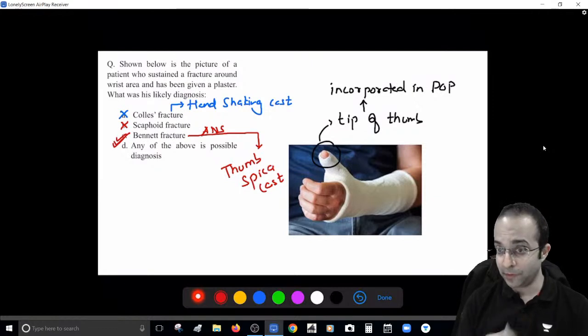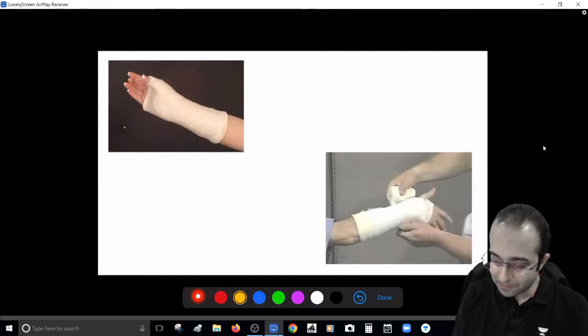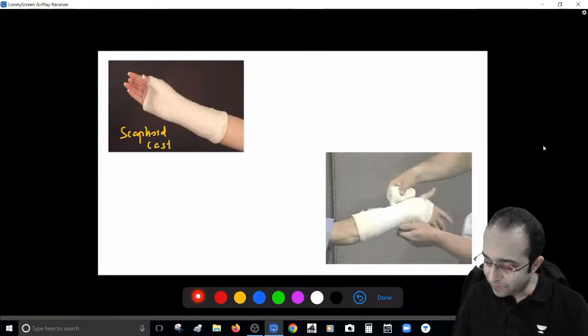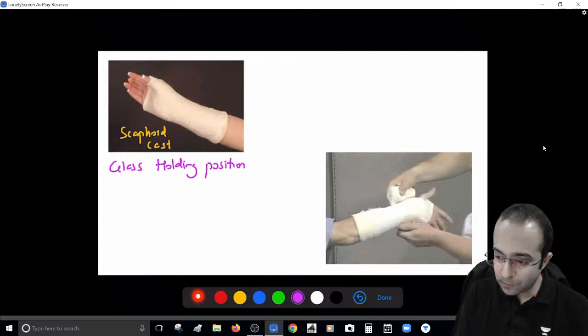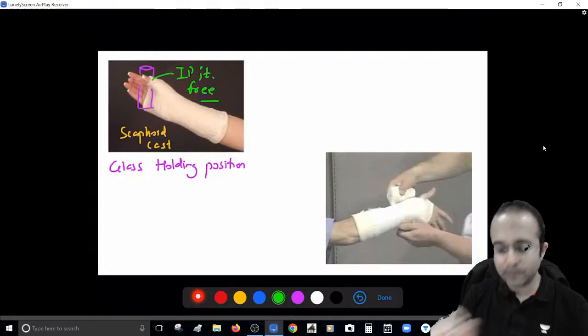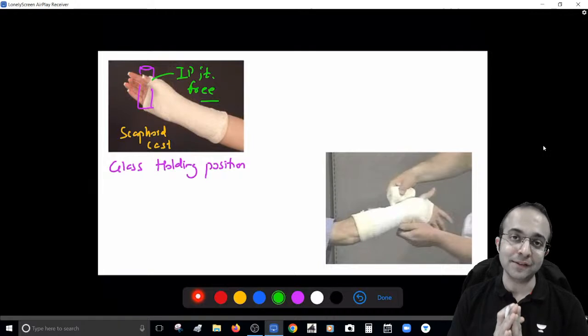So please be a little careful with it. See, this is the scaphoid cast. Now this is exactly what you call the glass holding position. See, this gentleman can be given a glass and see, the tip of the thumb is free. So the interphalangeal joint of the thumb will be free, if at all it's a scaphoid cast.